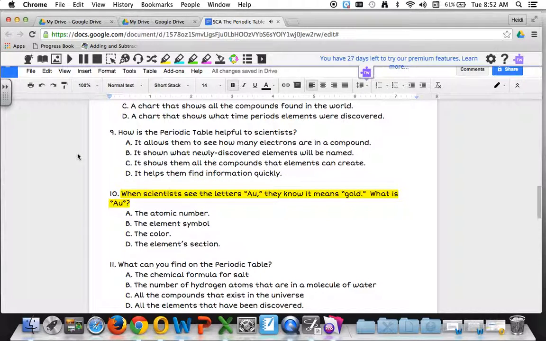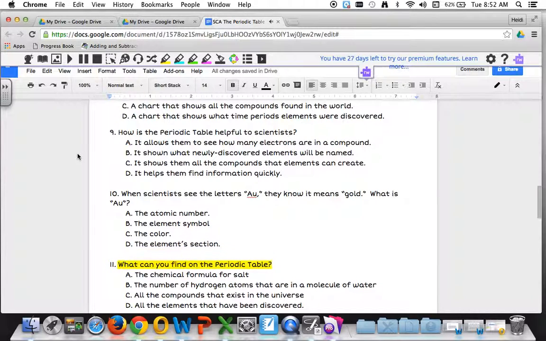10. When scientists see the letters Au, they know it means gold. What is Au? A. The atomic number. B. The element symbol. C. The color. D. The element section.